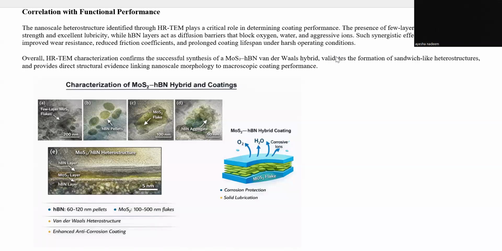Then figure E shows a layer-by-layer arrangement of MoS2 and hBN heterostructures. The first layer is the hBN layer, the second one is the molybdenum disulfide layer, and the last is the hexagonal boron nitride layer at 5 nanometers. Here it shows corrosion protection and solid lubrication, and there is oxygen, water, and corrosive ions.